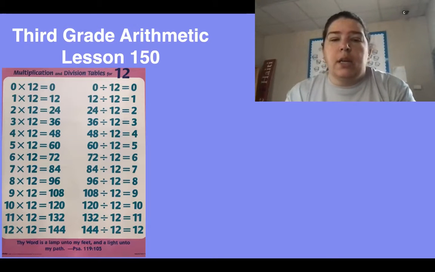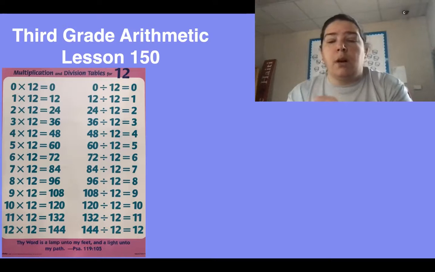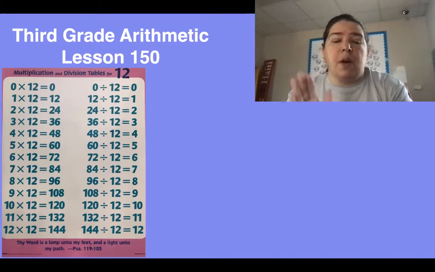Dividing. Let's clap once in between. 0 divided by 12 equals 0. 12 divided by 12 equals 1. 24 divided by 12 equals 2. 36 divided by 12 equals 3. 48 divided by 12 equals 4. 60 divided by 12 equals 5.